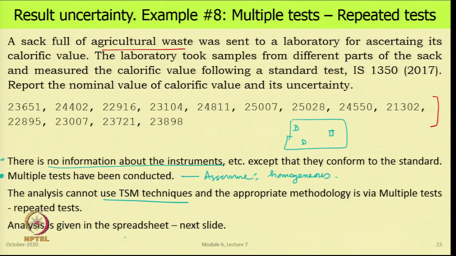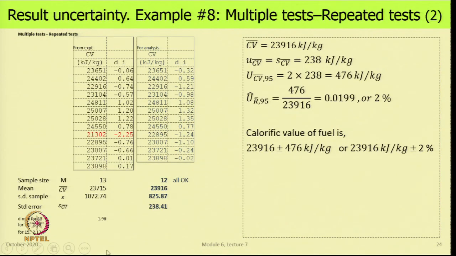We cannot use the TSM techniques, and for the data that is given, the appropriate approach is multiple tests, repeat tests. So, let us look at the analysis, and this we have done in a spreadsheet. You can do it in many other ways. In this column are all the values that we have been given. This is the calorific value in kilojoules per kg. Using these values, we got that the sample size is 13. We calculated their average, and we calculated the standard deviation of this sample, which came out to be this.